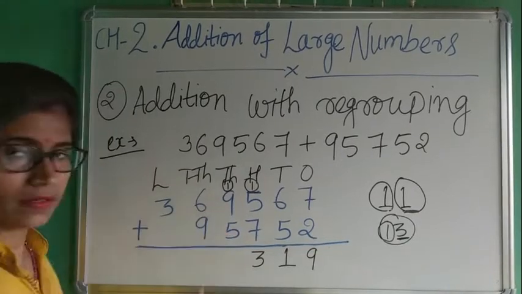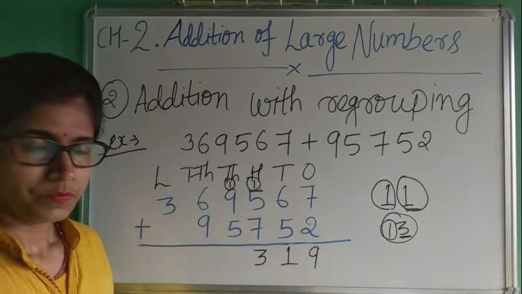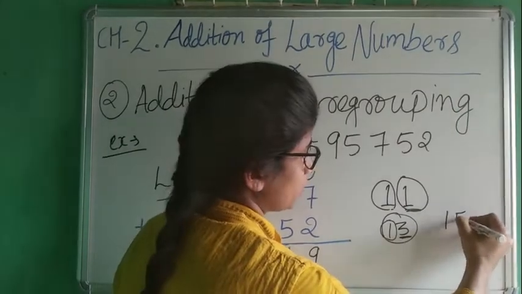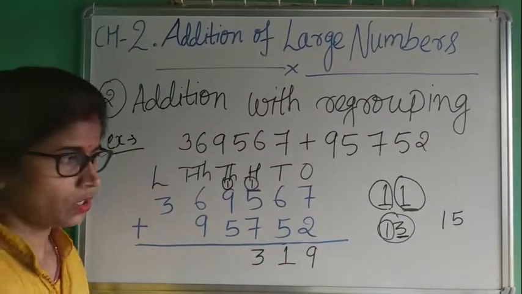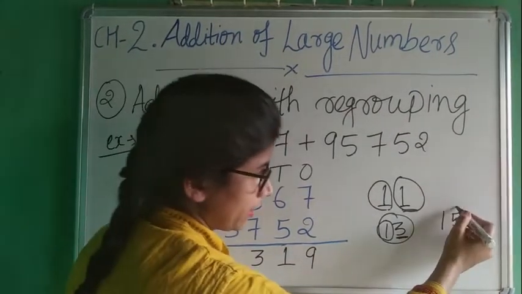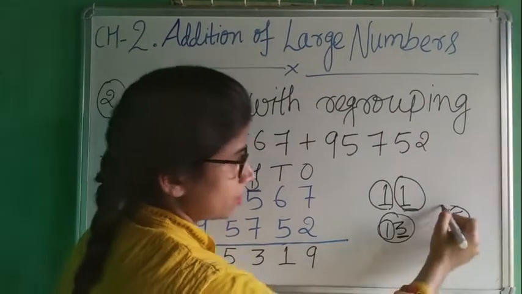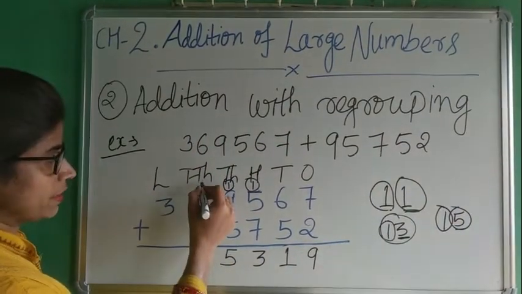9 plus 5, 14. And 14 plus 1, 15. Again, can you write 15 directly? No. This digit, 5, write under the thousands place and this left side digit you will take as carry.